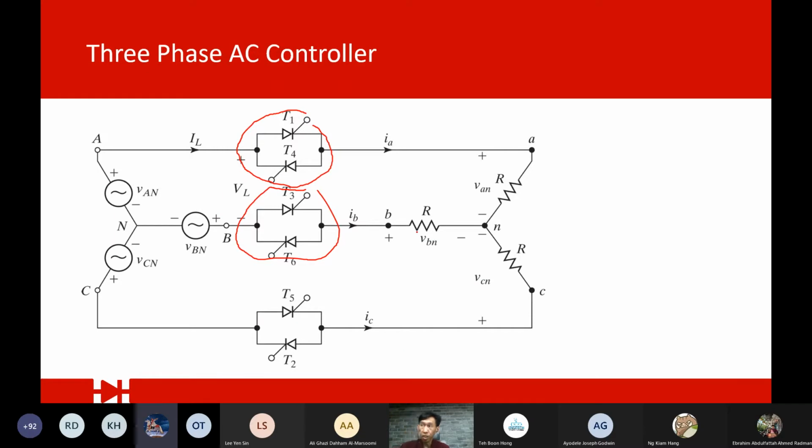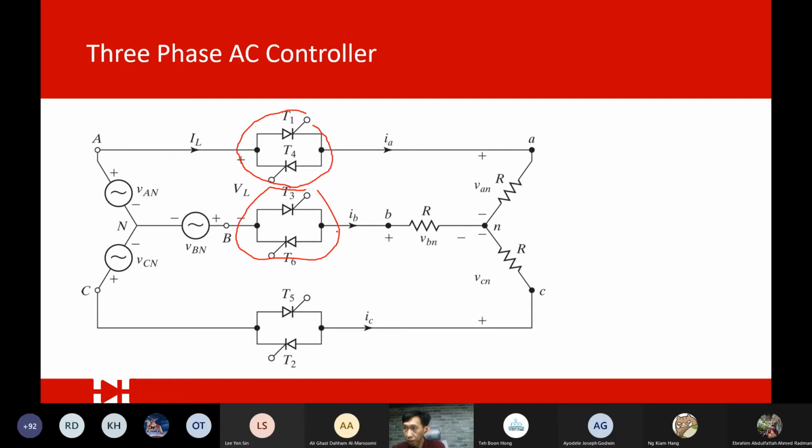Again, 3-phase means you need to have a 3-phase load. You cannot use a 3-phase controller just to control a single phase. You will end up with voltage unbalanced. Okay, you will end up with unbalance, and then unbalance leads to a lot of problems.